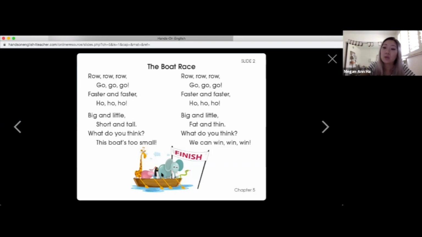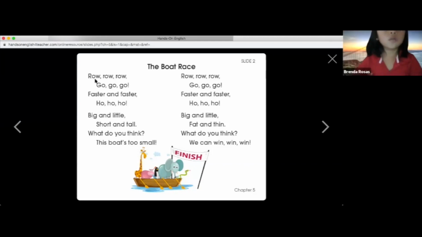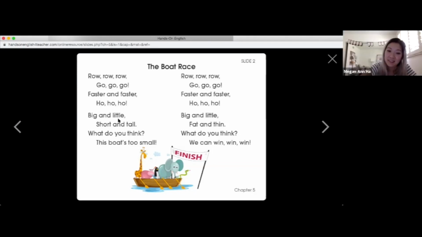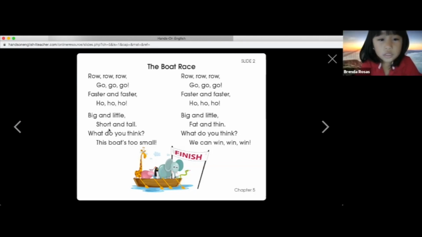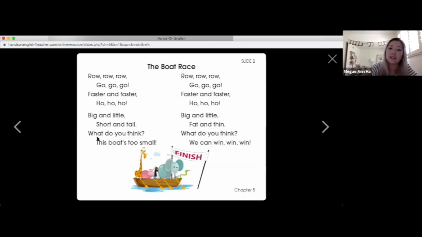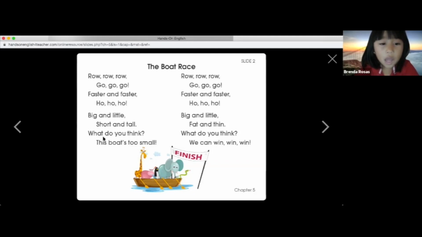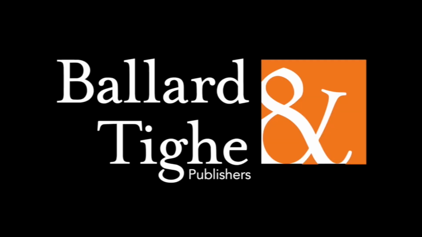Okay, remember we're gonna do long O sounds, okay? Can we try? Remember O is roll. Row, row, row. Go, go, go. Faster and faster. Ho, ho, ho. Great job. Big and little. Short and tall. Wa. Remember, H is silent. Wa, at, when.